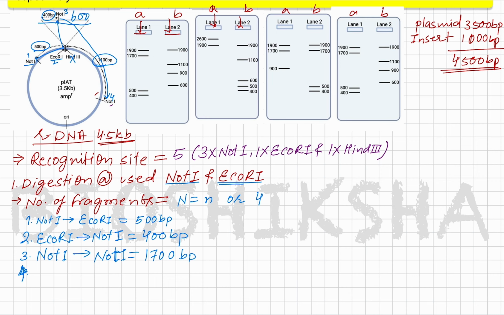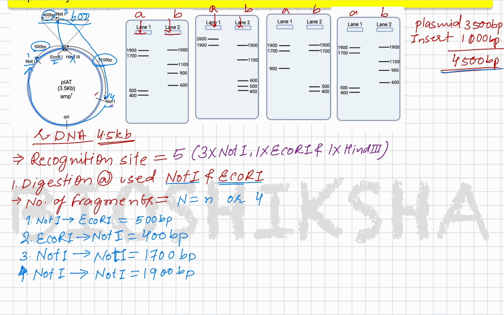The fourth fragment between this Not1 site and the Not1 site, this one. That means this fourth recognition site to the first recognition site in this digestion. So again I will write Not1 to Not1, but the fourth fragment, which will be some 1900 base pair. How has it come to 1900?